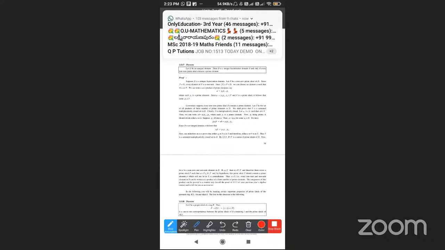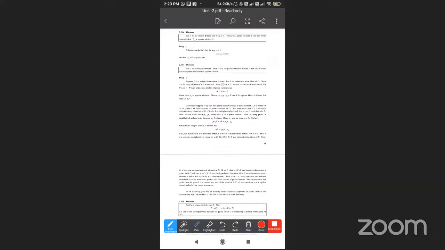Now either a or b. Suppose pi divides a. Then by the division formula, a is equal to pi times a_i, where a_i belongs to capital D, and D is a ring.